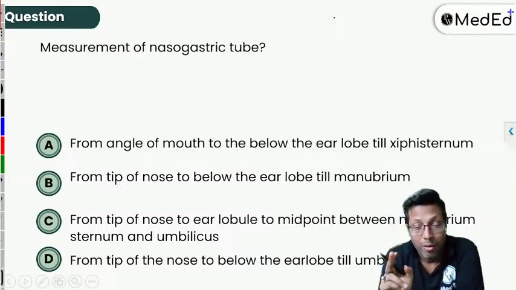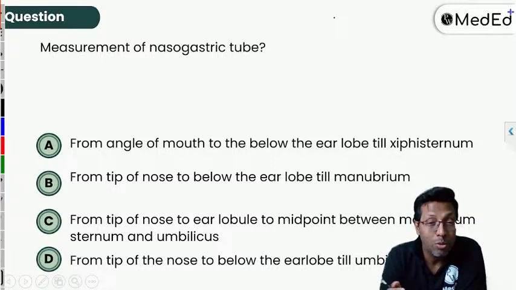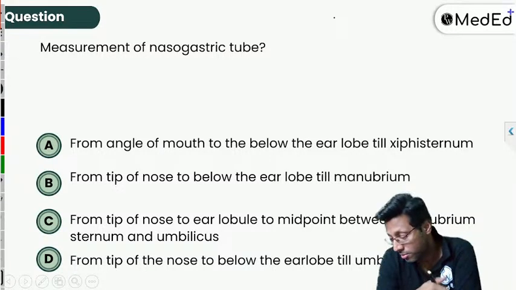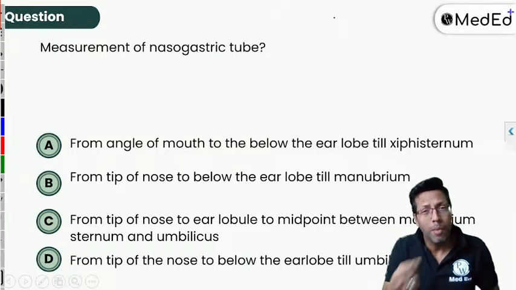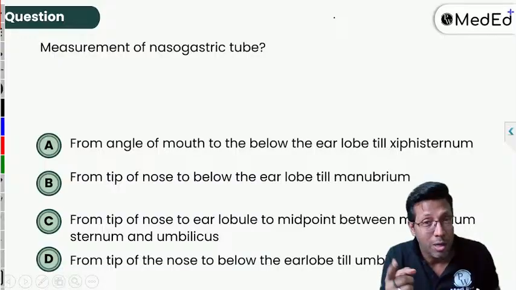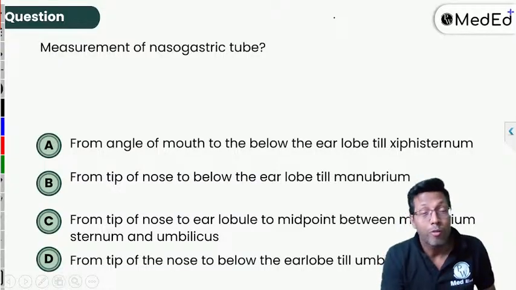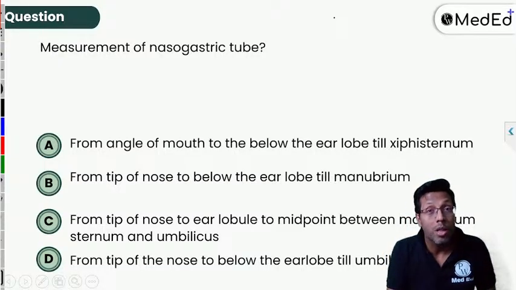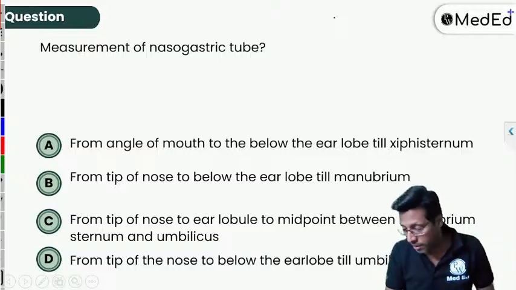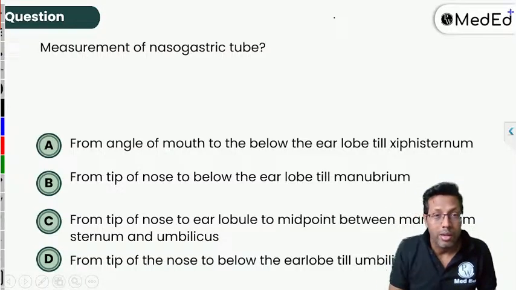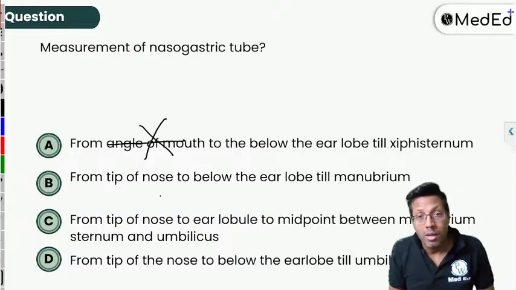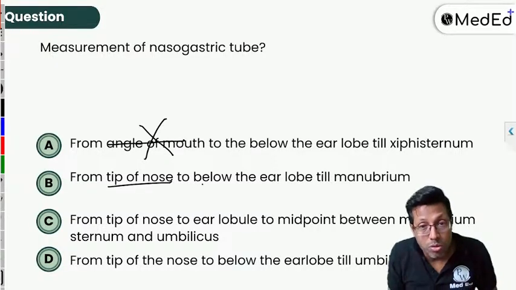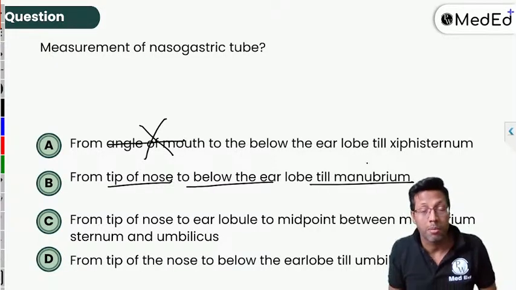See, nasogastric tube means Rayleigh tube. Imagine how you have put it in the wards. You tell the patient, open the mouth. Have you done that? Remember on the wards, what have you done? You put it in the nose, you told the patient, open the mouth, now drink water, and it goes inside. So is the angle of the mouth the first point? No. Right? Tip of the nose to below the ear till the manubrium.